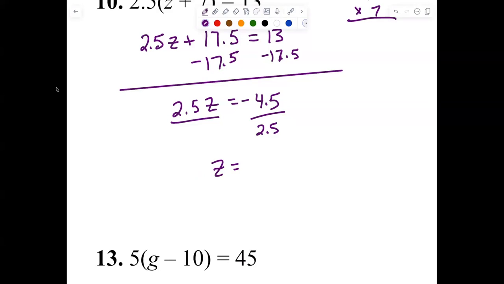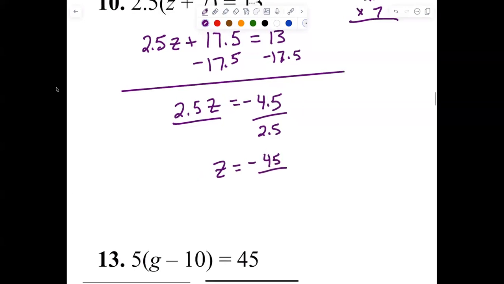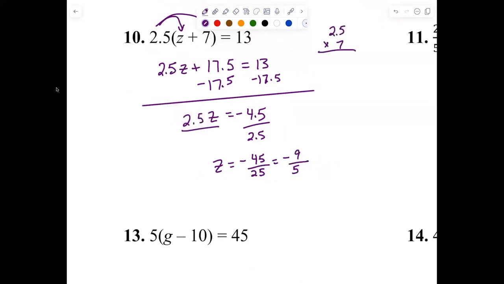So that's the same as what? Negative 45 over 25. Do you agree with that? And now reduced by how many? So 5 goes into 45. 5 goes into 25. And that's your answer. Just that. Yeah.